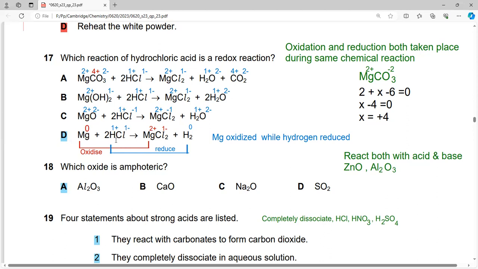What about the hydrogen? You can see it has a +1 oxidation state, and this converts into 0, because hydrogen is reacting with hydrogen only, so it has a 0 oxidation state. In this way it is reduced, because it has taken 1 electron. So hydrogen is reduced and magnesium is oxidized. Oxidation and reduction are both taking place in one chemical reaction, so we can see that D is a redox reaction.